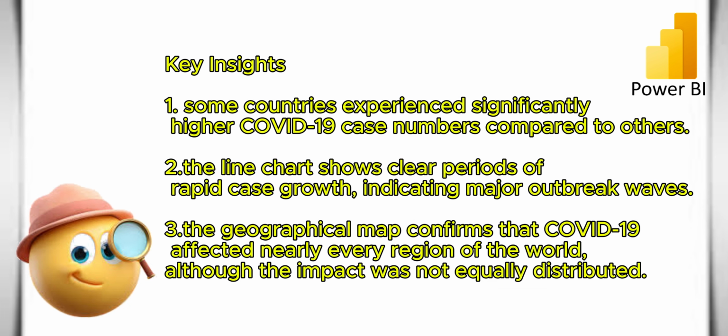Based on this analysis, several important insights can be observed. First, some countries experienced significantly higher COVID-19 case numbers compared to others. Second, the line chart shows clear periods of rapid case growth, indicating major outbreak waves. Thirdly, the geographical map confirms that COVID-19 affected nearly every region in the world, although the impact was not equally distributed. This insight helps users better understand the global scale and progression of the pandemic.